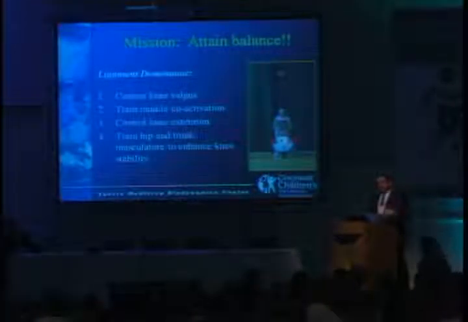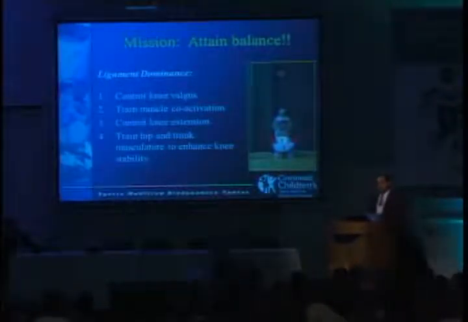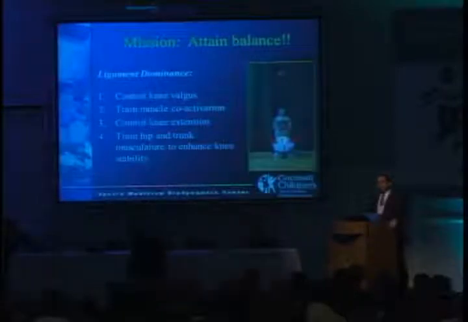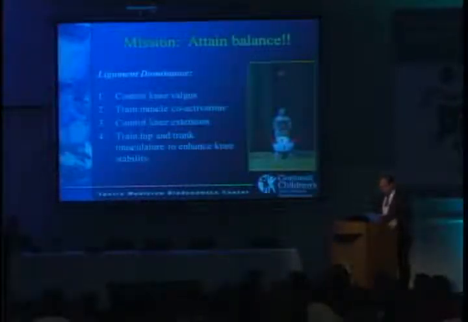So from a rehabilitative standpoint, our mission should be to try to attain balance, to try to dampen the effects of this ligament dominance so we can decrease the effects on our athlete who is returning to sport. If we try to address this, some of the means that we can utilize are to control knee valgus during all our activities and interventions, train muscle coactivation, control knee extension, and train both hip and trunk musculature to enhance knee stability.